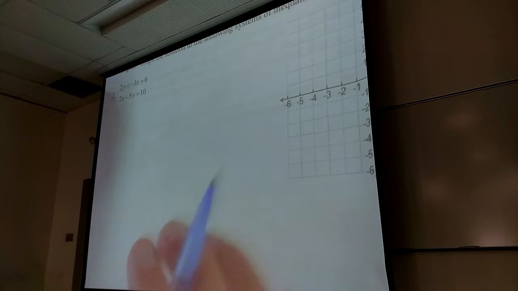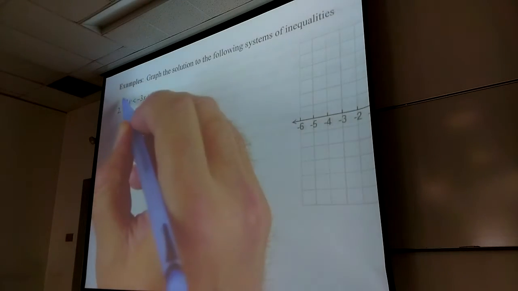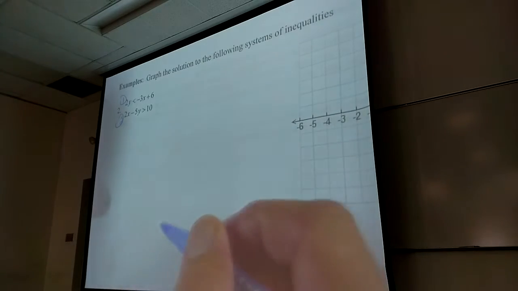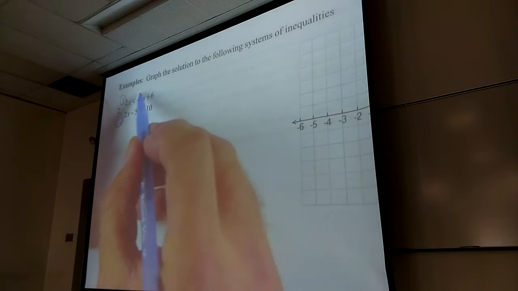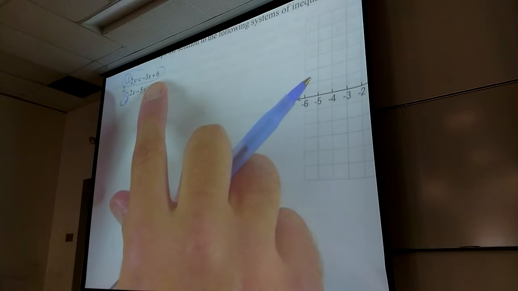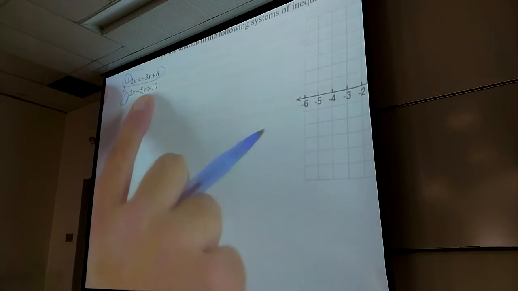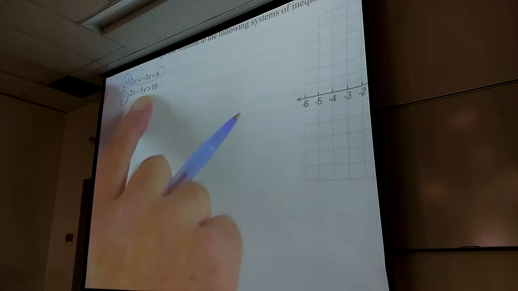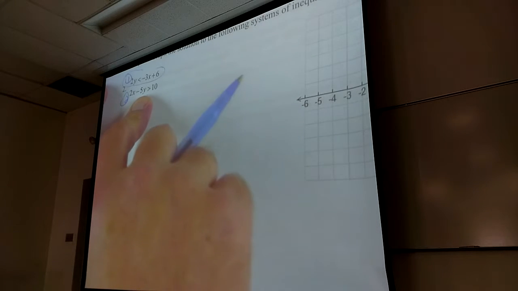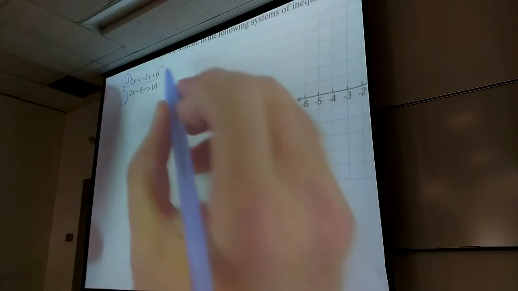So what I want you to do, see how there's two problems here. Do this one on that number line all the way, get to the point where you shade it. Stay with me now, guys. On top of that, you do this one. The answer is going to be where the shadings overlap.